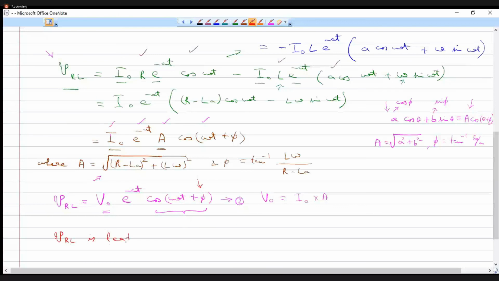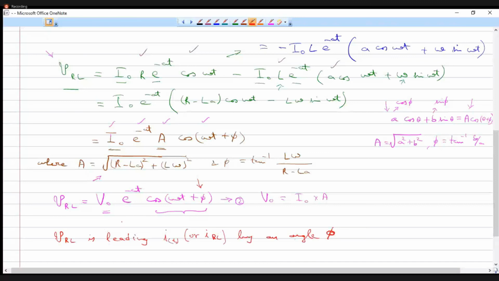So we can see that VRL is leading I, IRL, we can call, because it's the same current that is passing through the inductor and the resistor, by an angle phi. So that is the conclusion that we can make.